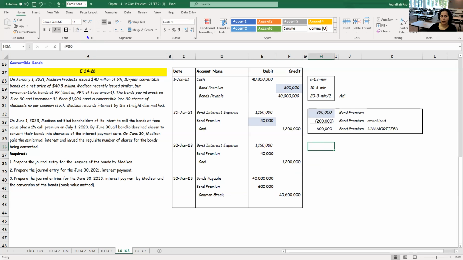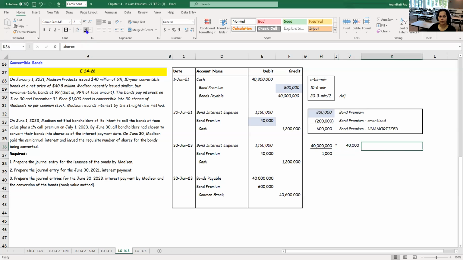Now, just a quick note. If you were wondering how many shares we are going to issue, we have $40 million that we issued in bonds. The face value is $1,000 for each of them, which basically meant that I have 40,000 individual bonds. This is how many bonds I have. They've said that each of these will convert into 30 common shares.